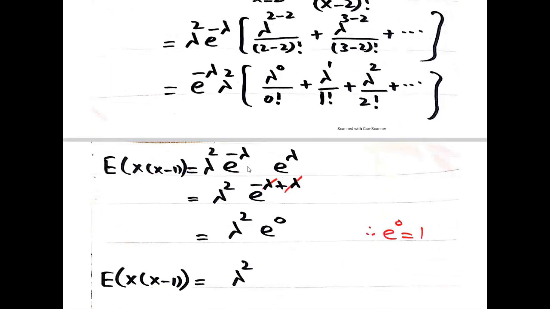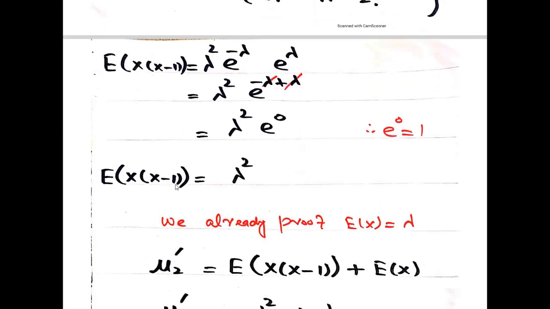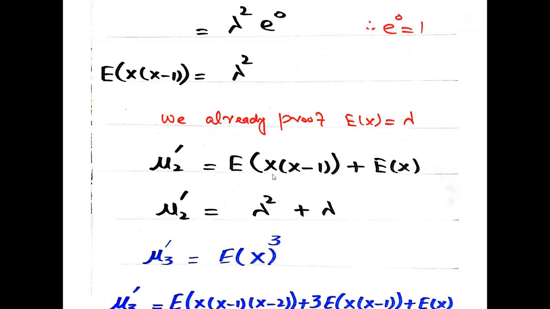So when the base is the same, we add the powers. Here the base is e, here also the base is e. So add the powers: minus lambda plus lambda, cut minus lambda with plus lambda, e power 0 is equal to 1, so lambda square. Expected value of x into x minus 1 is equal to lambda square. We already proved the expected value of x is equal to lambda. Mu 2 prime is the expected value of x into x minus 1 plus the expected value of x, so mu 2 prime is equal to lambda square plus lambda.